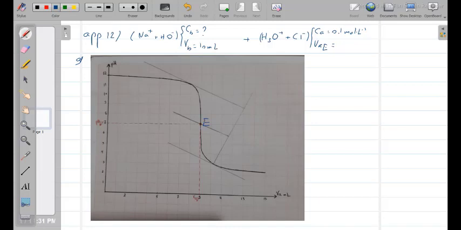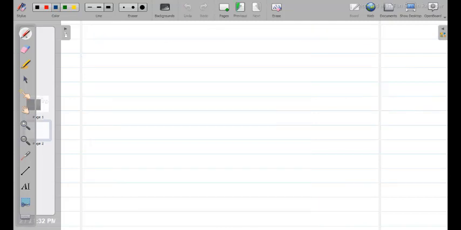Then part B, according to the graph, we have VaE equal to 9 milliliters, pHE equals 7. These are the coordinates of the equivalence point. C, explain, based on chemical species, the value of pH at equivalence.